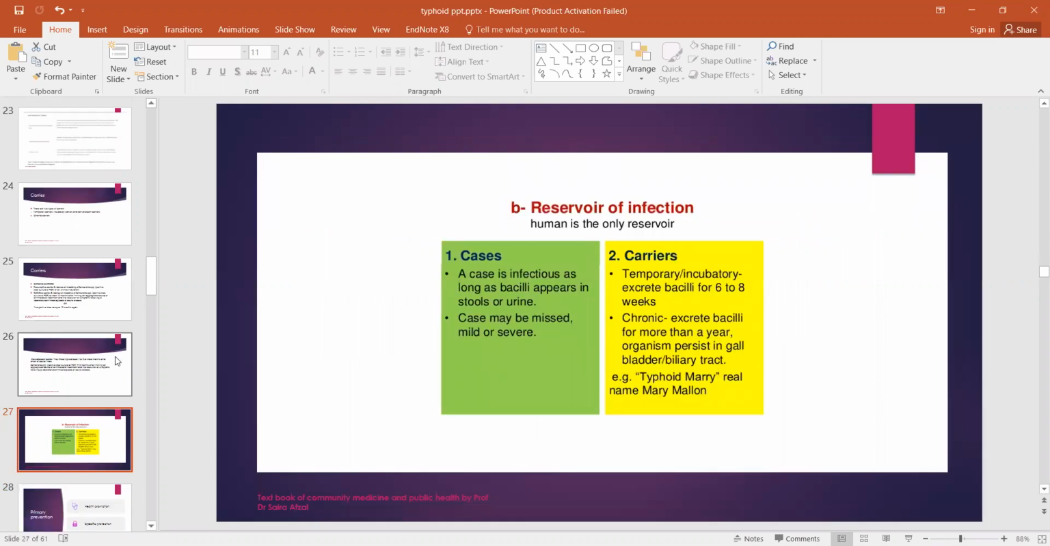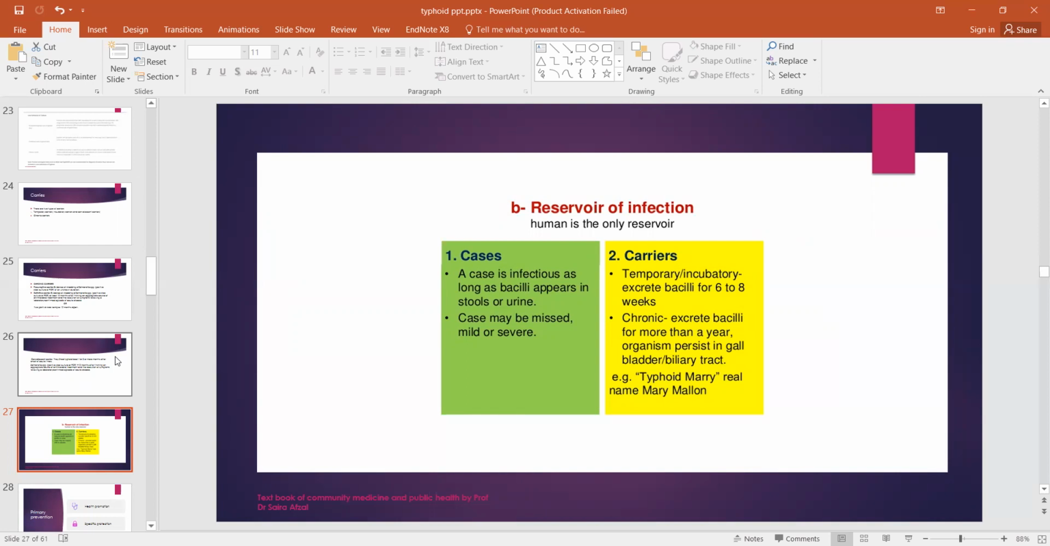Reservoir of infection: human is the only reservoir. A case is infectious as long as bacilli appear in the stool or urine. Cases may be mild or severe. Carriers: a temporary carrier may be incubatory, excreting bacilli for 6 to 8 weeks, or a carrier may be chronic, excreting bacilli for more than a year.